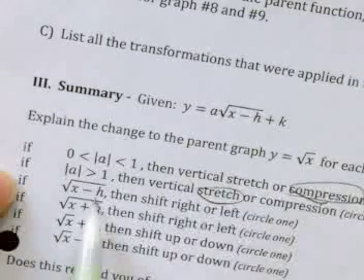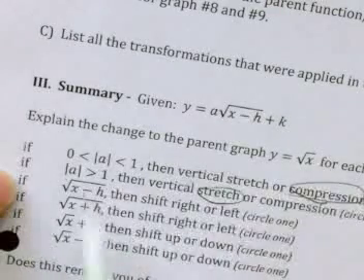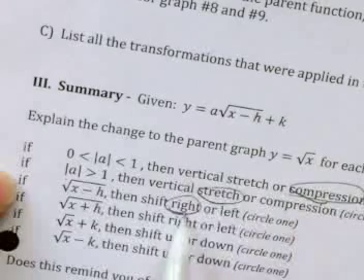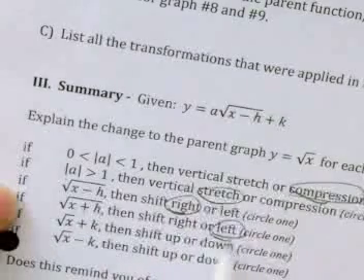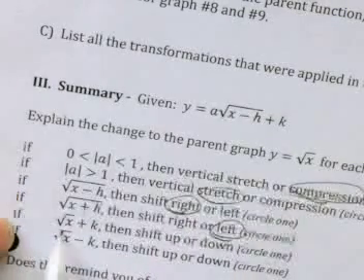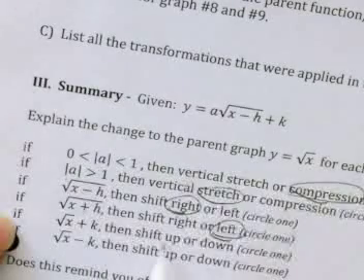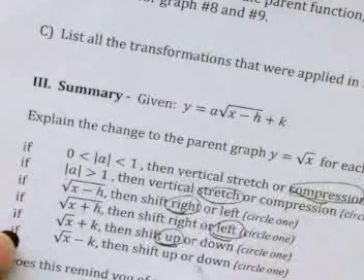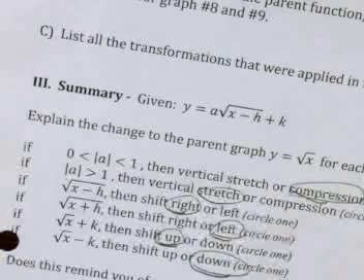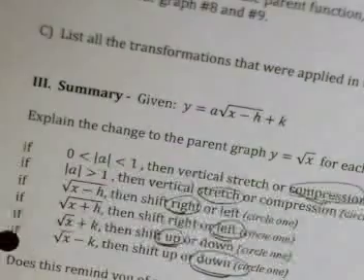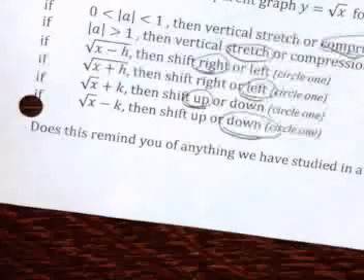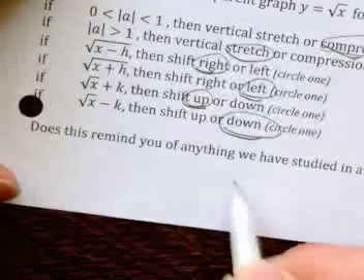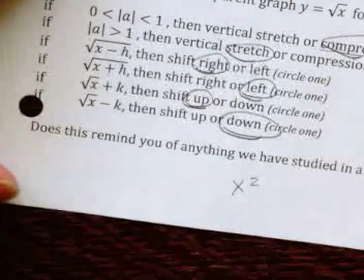h shifts us left and right, and we know when it's negative, it's going to go right, and when it's positive, it's going to go left. k shifts us up and down, and when k is positive, we go up, and when k is negative, we go down. Does this remind you of anything we have studied in a previous unit? I hope so.